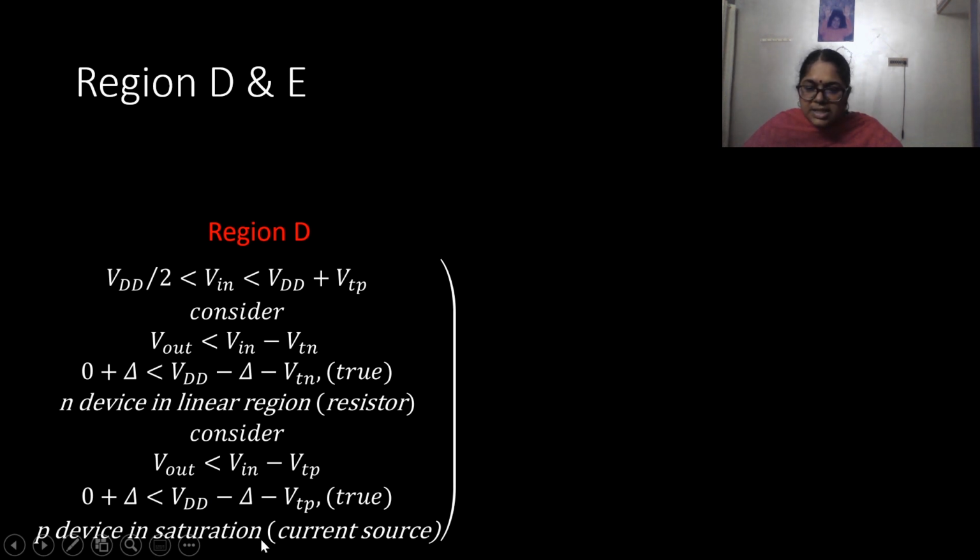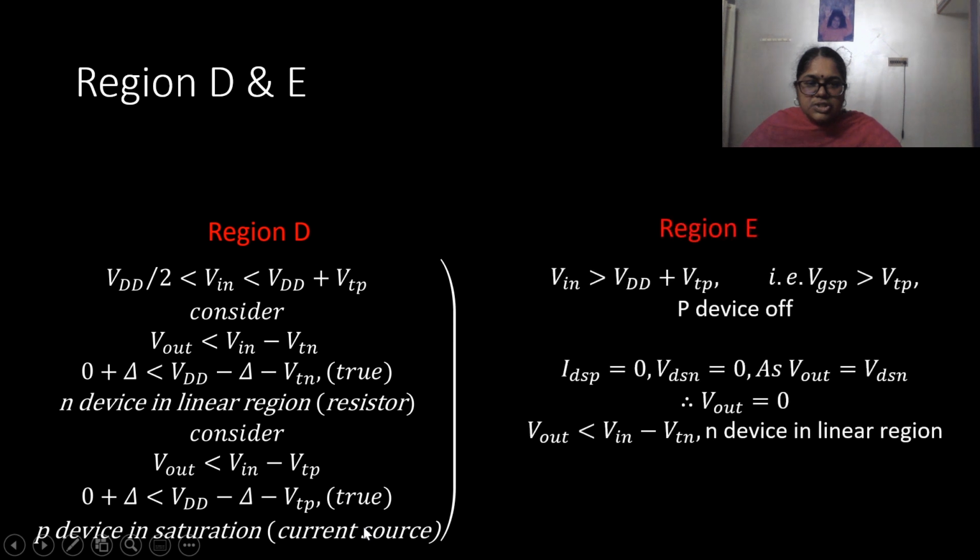So the pMOS transistor is in saturation region. So in region D, the nMOS is in linear region and pMOS is in saturation region. Now region E is the condition where Vin is greater than VDD plus VTP.